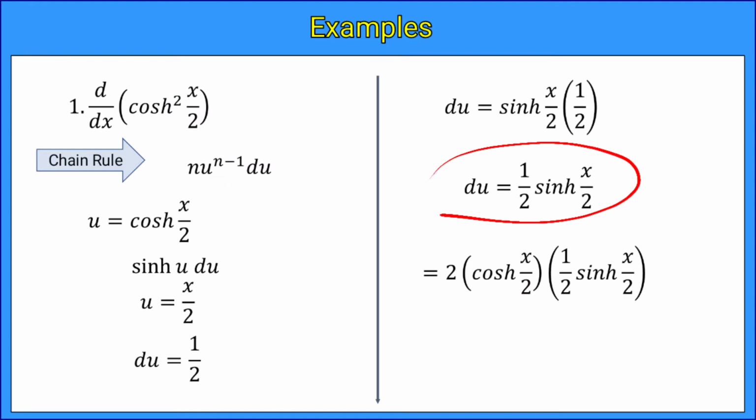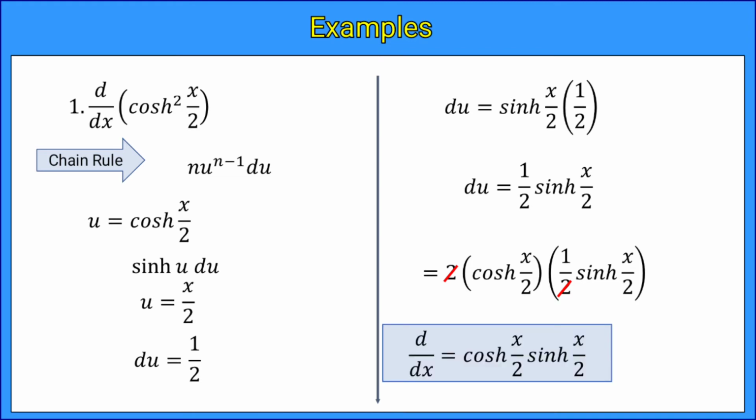Okay, let me just remove this reds. Right, so since we have this kind of equation right now, we can remove this and cancel this, since we have 1/2 on this part and the numerator 2 on this part. So the remaining terms that we have will be the final answer for getting the derivative of hyperbolic cosine squared x over 2, which is hyperbolic cosine x over 2 hyperbolic sine x over 2.